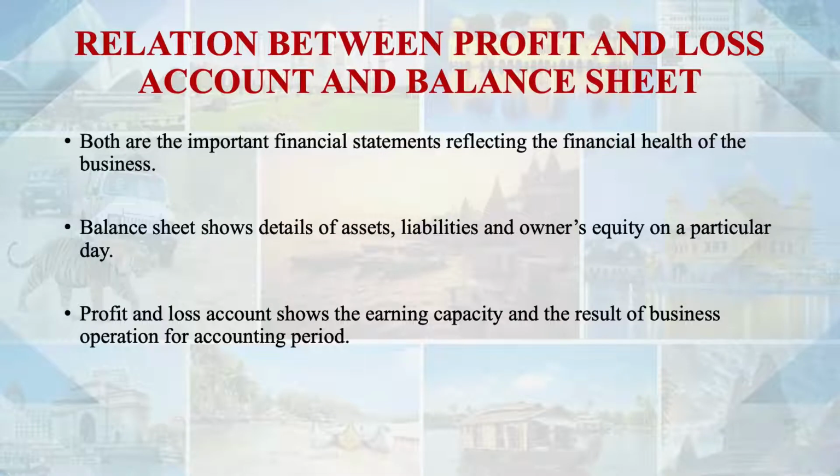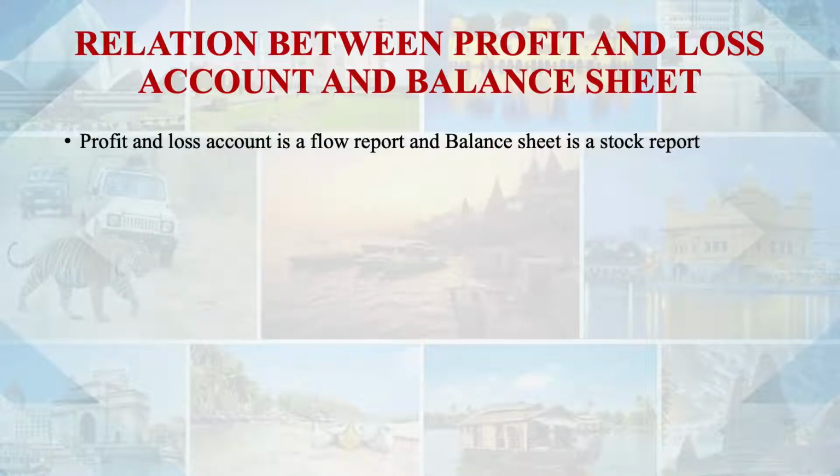But the profit and loss account shows the earning capacity, the profitability or the results of your business operations for that particular accounting period. Now, we can say that the profit and loss account statement is a flow report. Why is it a flow report? Because this statement shows the flow of income and expenses in an organization in one particular accounting year.